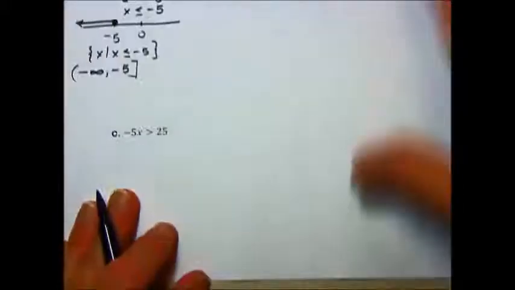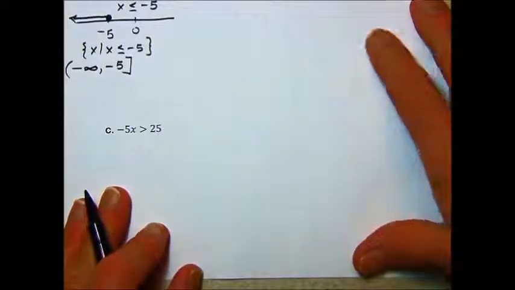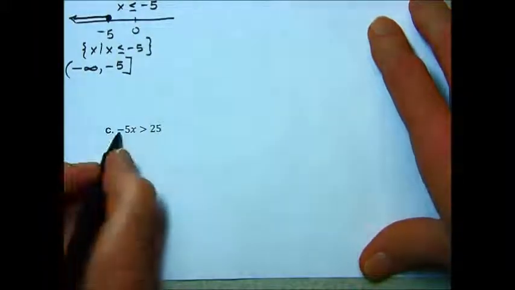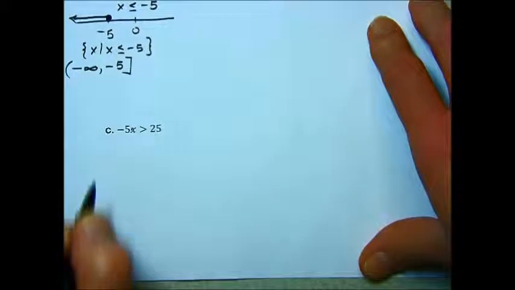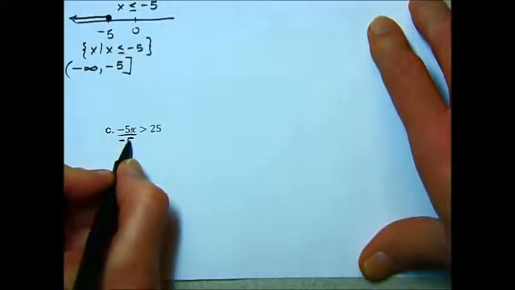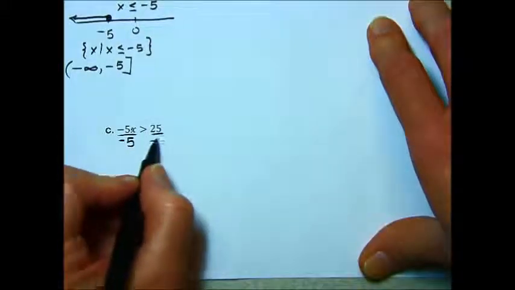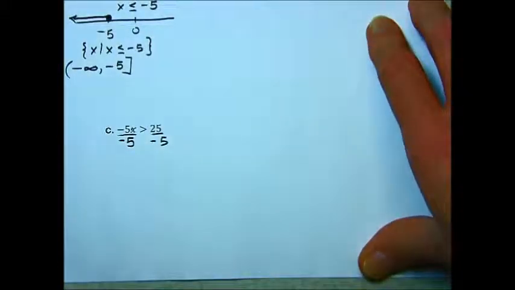The last example that I have here is to solve this inequality. We have a multiplication by negative 5. We always want to solve for a coefficient of positive 1 on our variable. So what I do to one side, I do to the other. And here's that special case for the multiplication principle of inequalities.